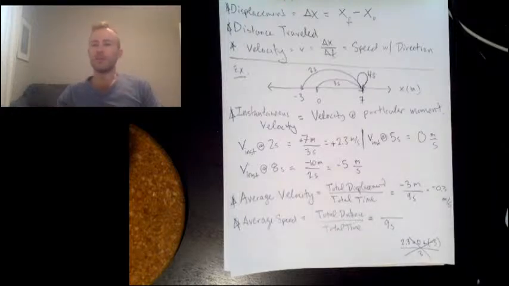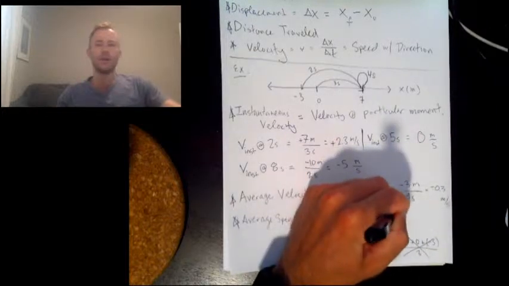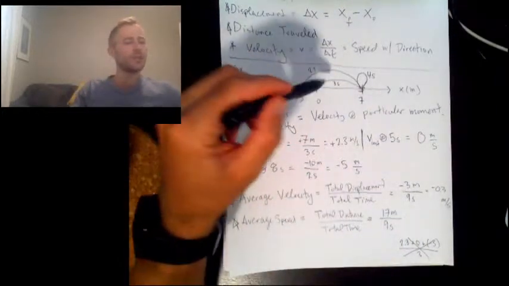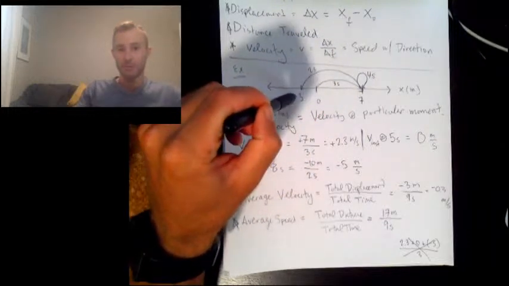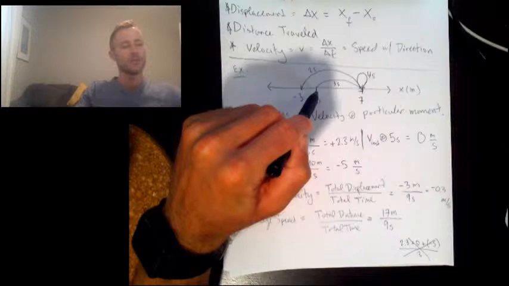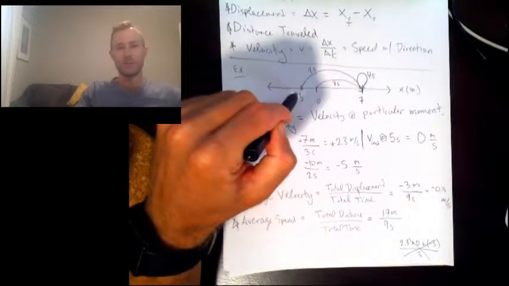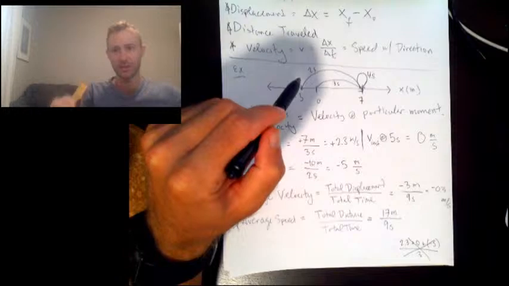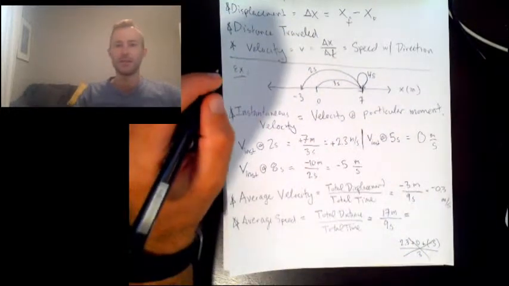Someone types in 17. Very good. The answer is 17 meters. Someone typed in 10. So 10 is the distance traveled for the third part. But when we're looking at total distance traveled, we go forward 7 meters and then we go back 10 meters. So you add those two numbers together and we get 17 meters in 9 seconds.